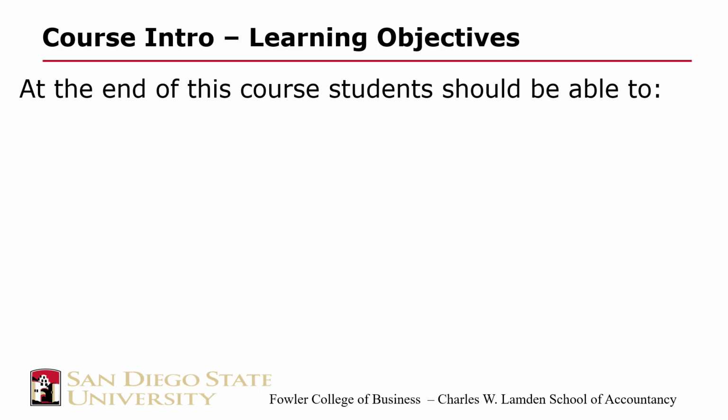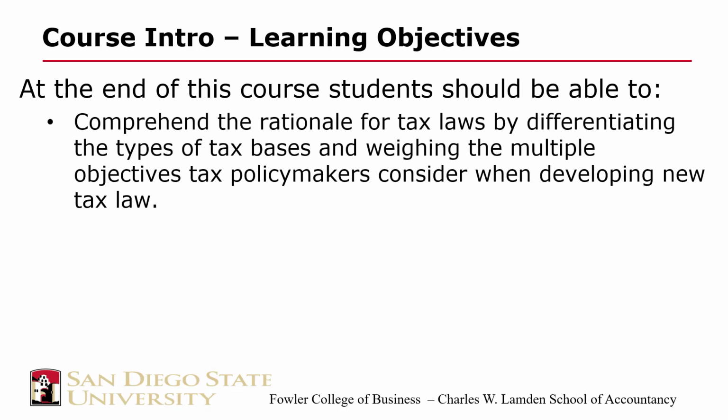Okay, how do we translate what we hope to accomplish in the course into a simple, easy-to-read list? Why, it's the course learning objectives. Go ahead, you can also take a look at your syllabus, and we'll see what we hope to accomplish in this course. So we're going to be able to comprehend the rationale for tax laws. We're going to be able to differentiate the different types of tax bases and weigh the multiple objectives that tax policymakers consider when they're developing new tax law.